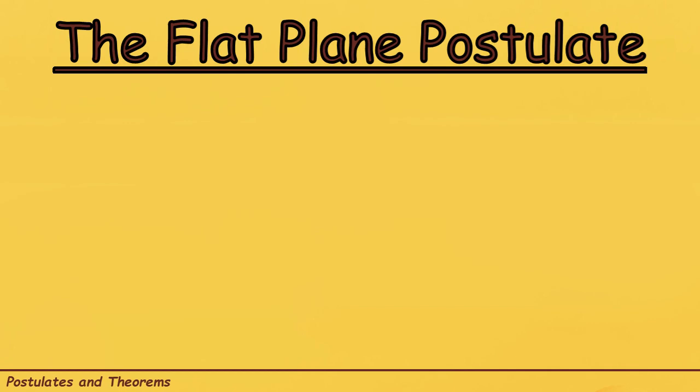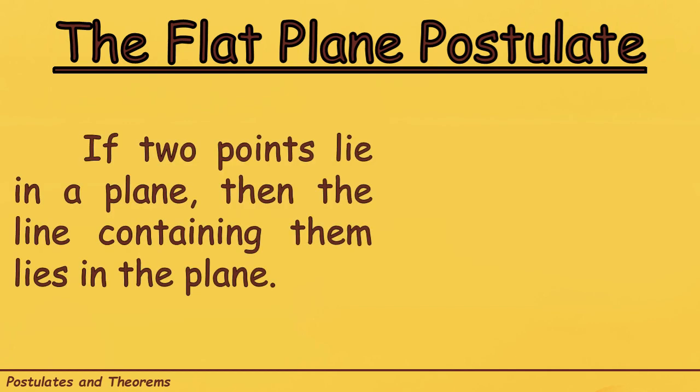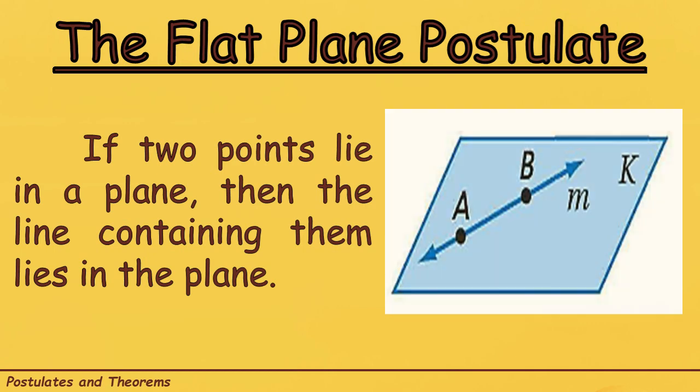The next postulate is the flat plane postulate. If 2 points lie in a plane, then the line containing them lies in the plane. Let's take a look at this given figure. So in our figure, we have plane K. In plane K, we have line M. In line M, we have 2 points.